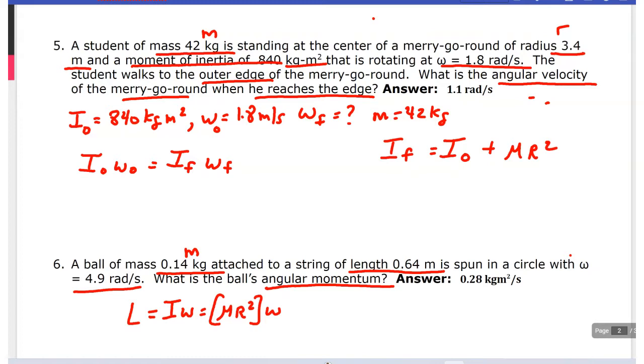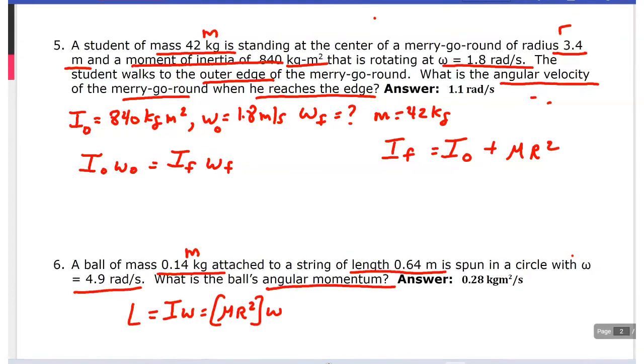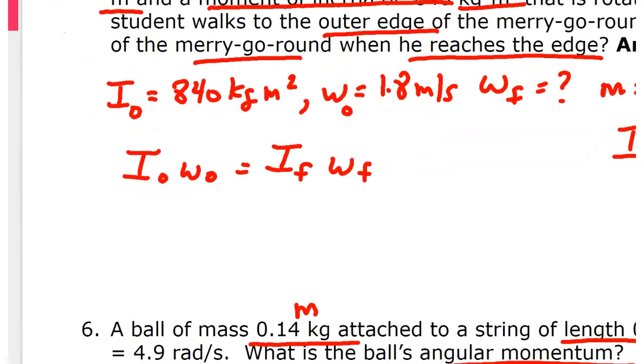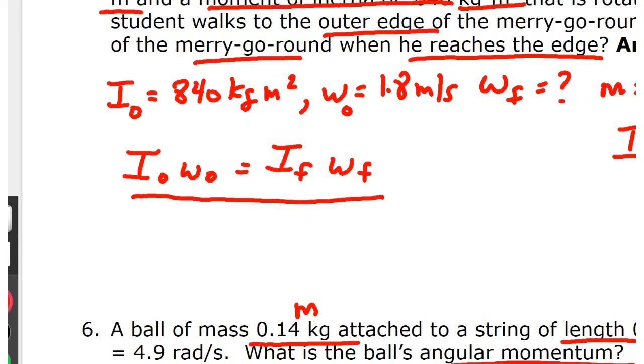You can have more mass far from the axis of rotation. What is the angular velocity of the merry-go-round as she reaches the outer edge? Now, since there's no torque exerted on this system, the total angular momentum before equals the total angular momentum after, and that's this right over here. So we know the moment of inertia before, and we also know the angular rotation.